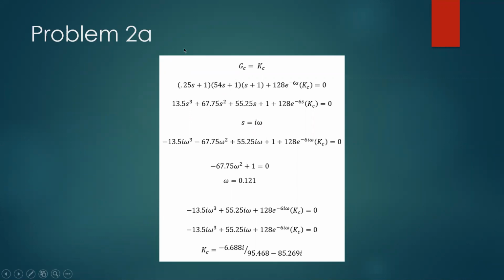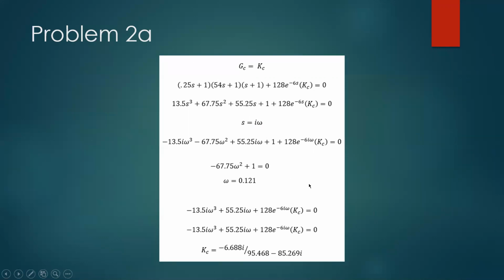After plugging in those previous equations, substituting Kc for Gc and working out the math, we are left with 13.5 s cubed plus 67.75 s squared plus 55.25 s plus 1 plus 128e-6 s Kc. We substitute jω in for s, which gives us the equation below that.